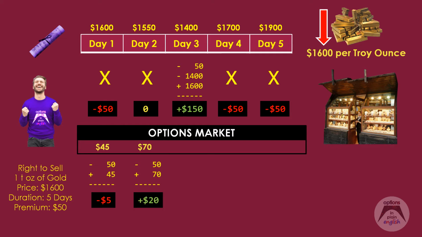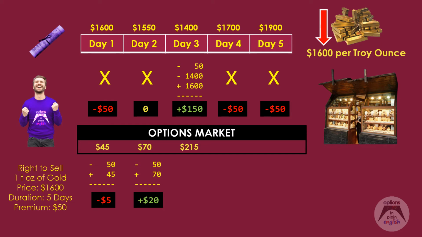We're actually making $20. When there was no market, there was pretty much no way to make money because if you actually use the contract, you can only profit by the difference between the market price and the price that the contract allows you to sell it at. So it's only $50.